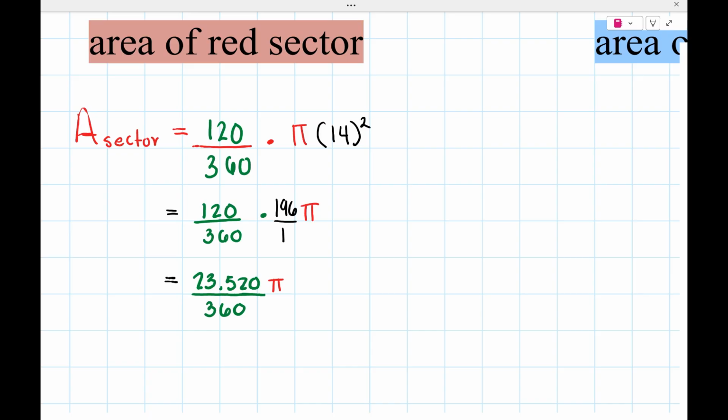I'm going to give you a couple of seconds here to see if you can try reducing that fraction.